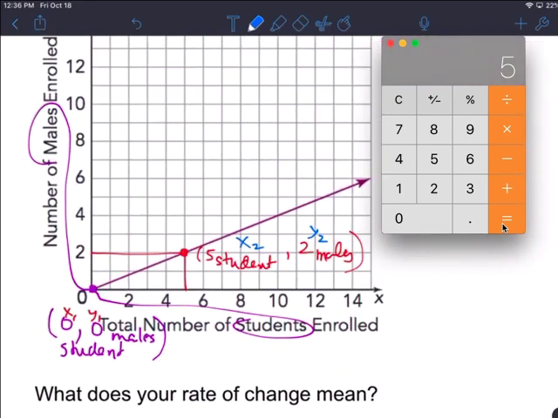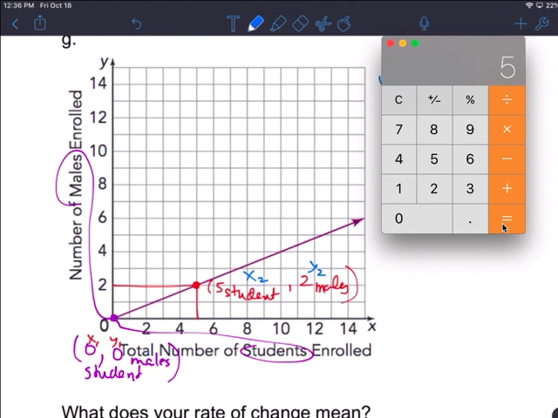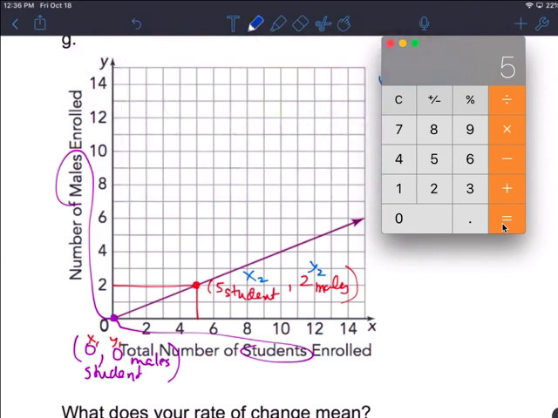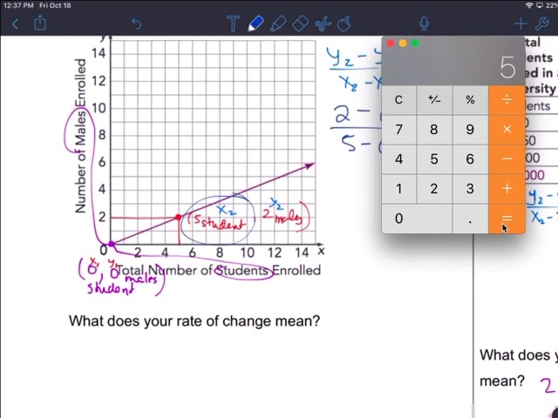So your formula is Y sub 2 minus Y1 over X sub 2 minus X sub 1. That's the ratio. Y2 is 2 males minus 0 males is 2 males. X2 is 5 students. 5 minus 0 students is 5 students total. What does this mean? There's 2 male students for every 5 students total.